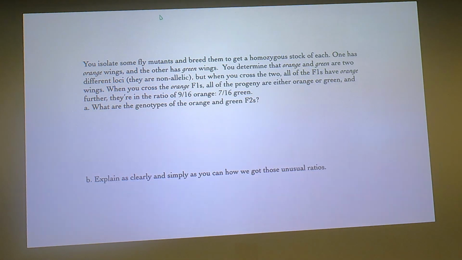Okay, here's another one. So we've got more fly mutants we've invented. So you get some fly mutants and you breed them to get a homozygous stock of each, so you get true breeding flies. The two mutants are one that makes orange wings and the other makes green wings. All right, you do some experiments, you figure, okay, orange and green are two different loci. So that's a presupposition here. So they're non-allelic, they're two different loci. But when you cross the flies, all of the F1s have orange wings.